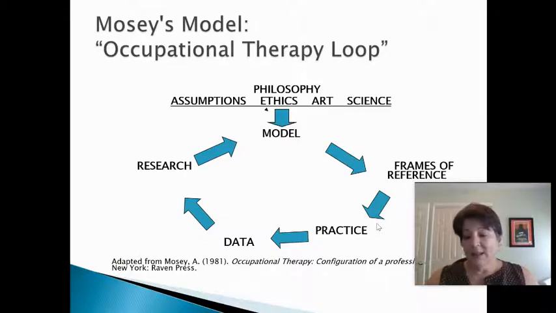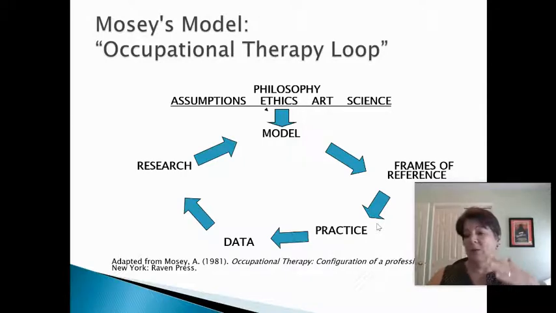Well, Ann Mosey says that it is both. We had an idea about what would work based on our philosophy, our assumptions in occupational therapy, our ethics, art, and science. With that, an occupational therapist would develop a model about what would work in therapy, and then combine that with a frame of reference. We'll talk a little bit about what that is later on. As we practice those things and see what happens, we collect data, which might lead us to research, which then leads us to refine our model, refine our way of thinking. So this chicken and egg thing happens in a loop all the time.